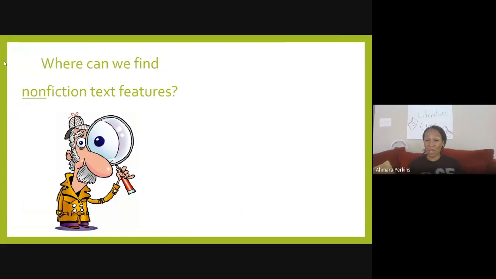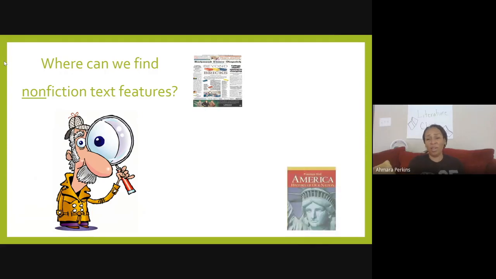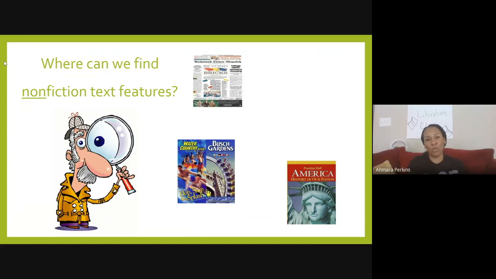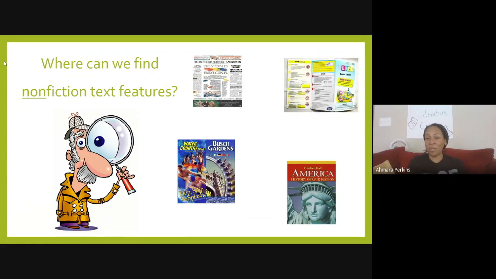So next, we went into where we could find these nonfiction text features. We discovered that we can find them in the newspaper. We can find them in your textbook. We can find them in a brochure. We could find them in game board directions, right? Or any type of direction.